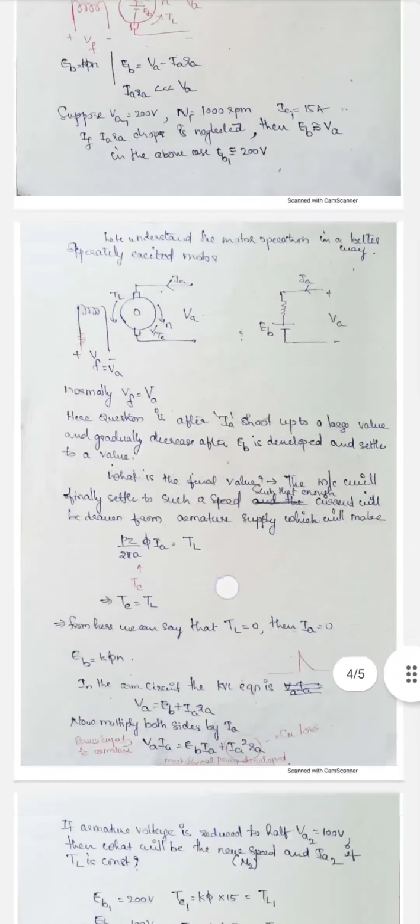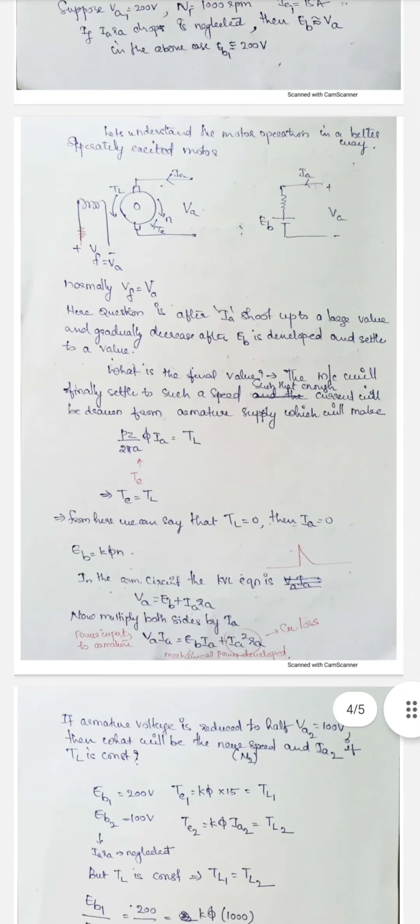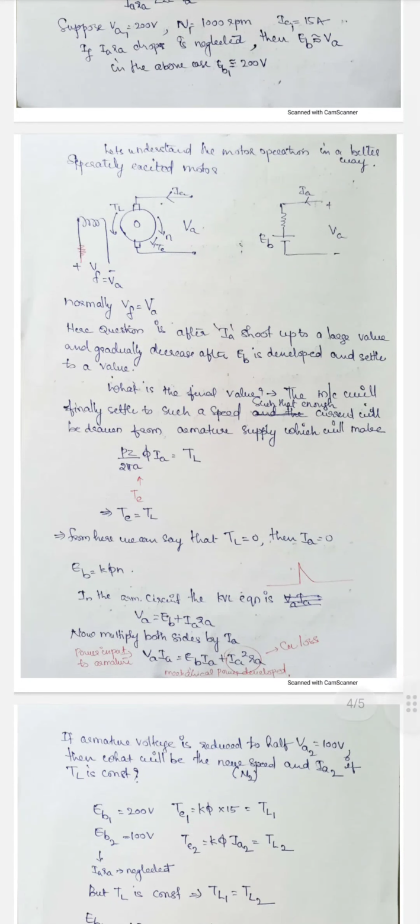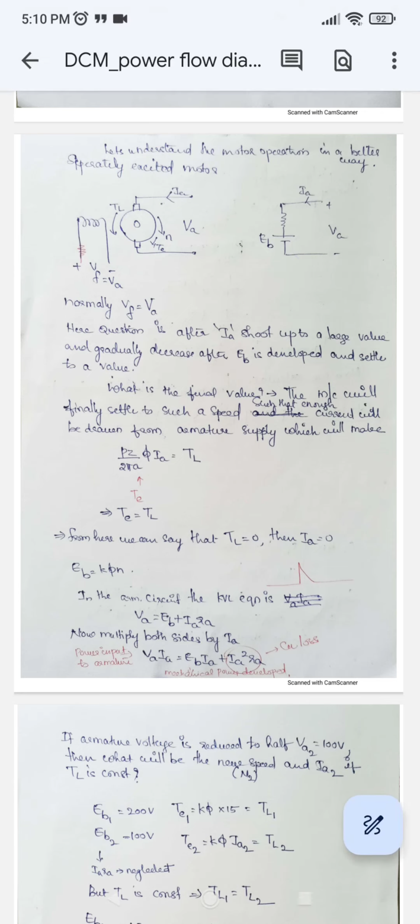So now you have to see this particular page, fourth page. Okay. So now let us understand the motor operation in a better way. Let us again consider the separately excited motor, which is what we considered before and is a little simpler for you to understand also. So I have shown a diagram where field and armature are shown separately.